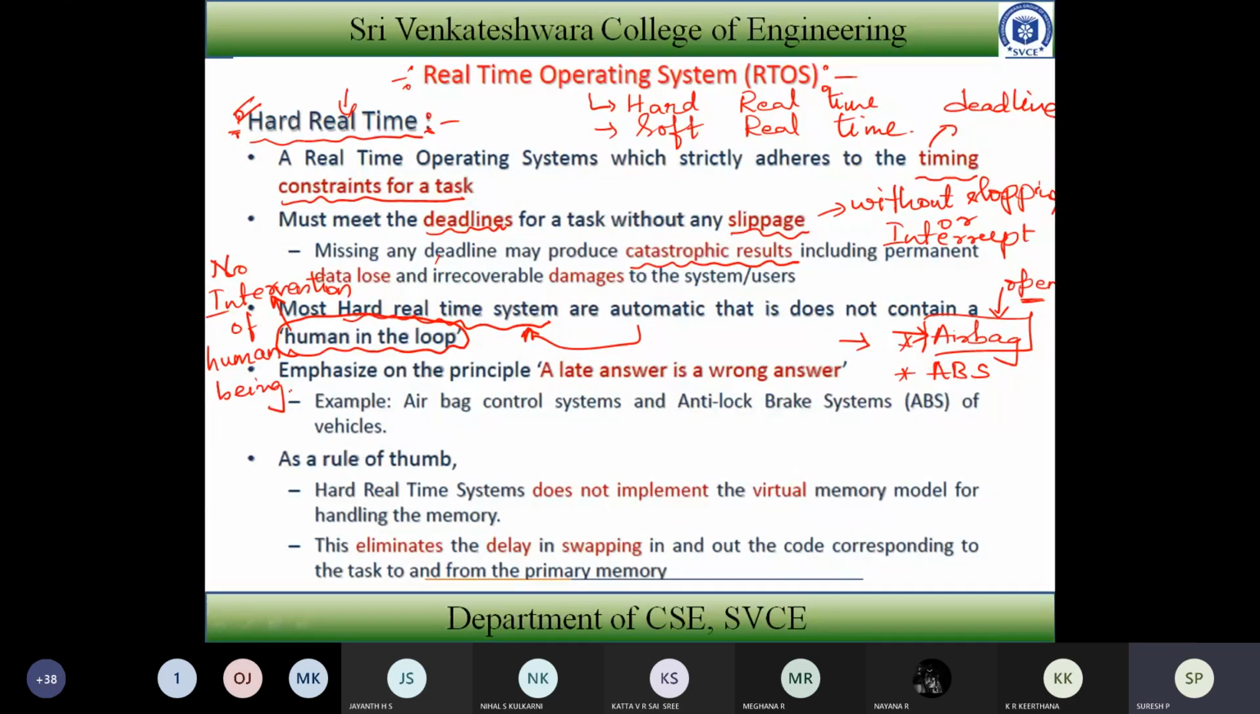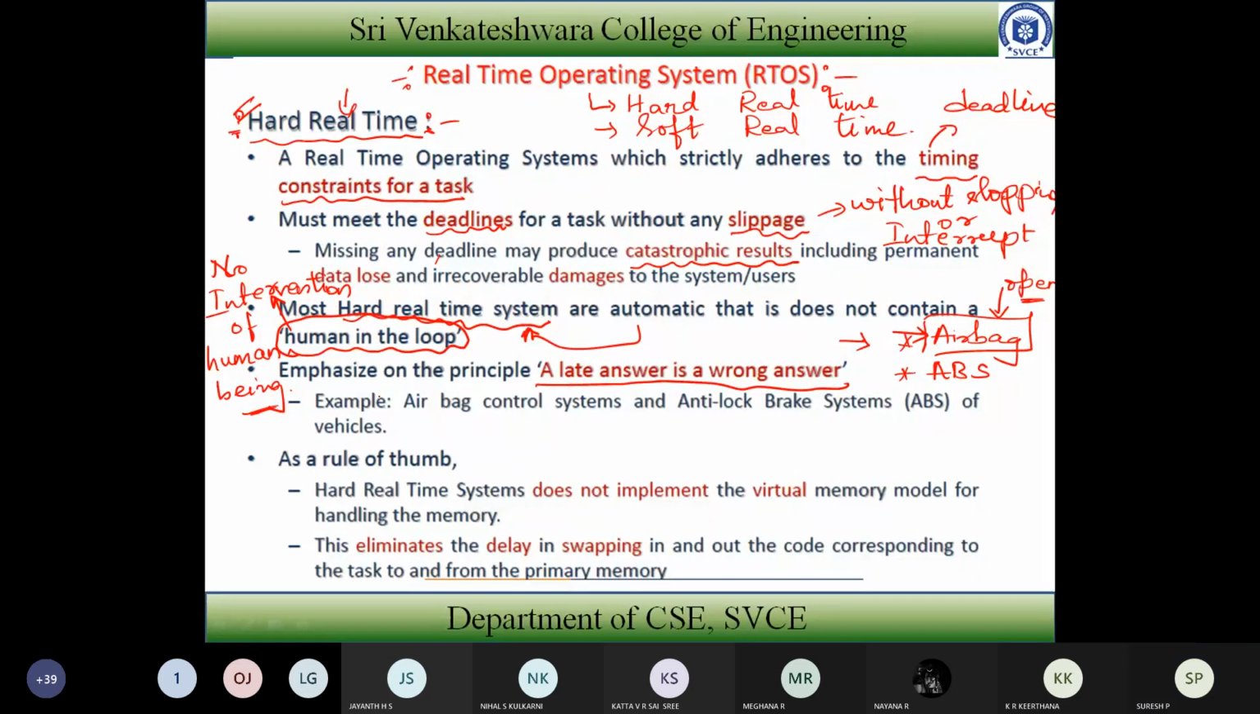It basically emphasizes the principle that if the system response is late, then the result will be catastrophic. That means the result you get is unfortunate, or extremely unfortunate. It is going to cause sudden great damage, or more suffering. The examples of this type of system are, as I told you, the airbag control system and the anti-lock braking system, that is ABS, in a vehicle.